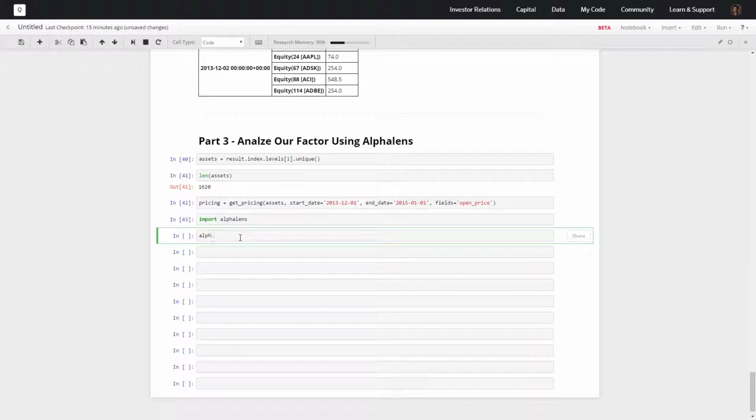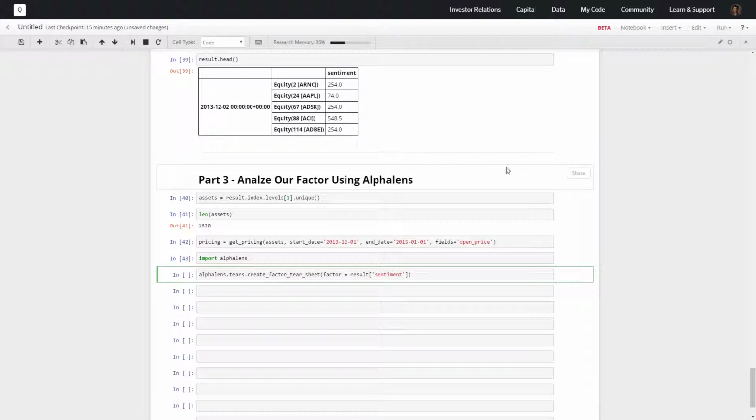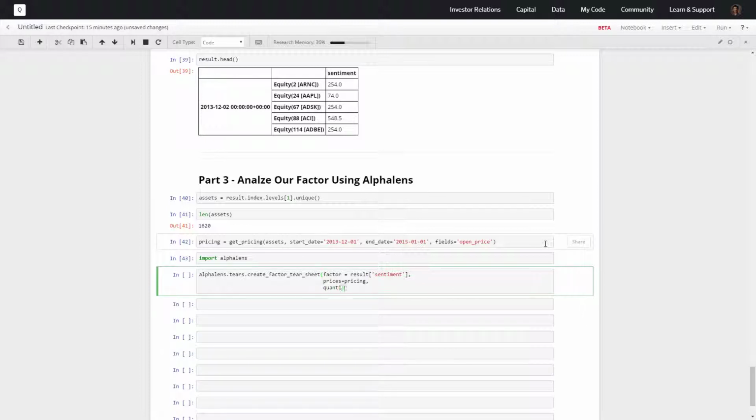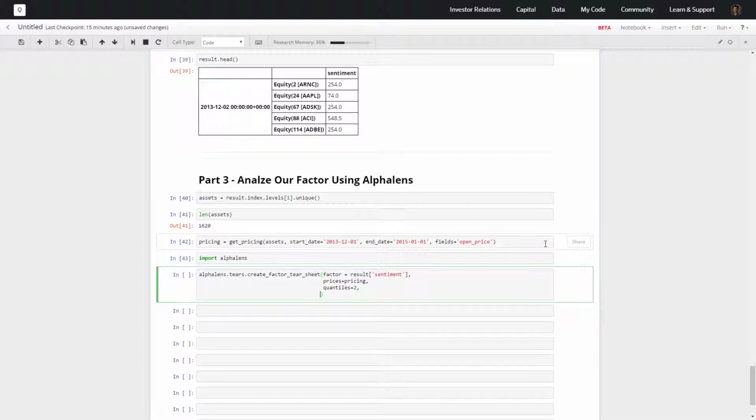Okay. And we're gonna run Alphalens, and we're gonna create the tear sheet, create factor tear sheet, and the factor that we're gonna analyze is result sentiment. Okay, which is that one there. Okay, based on this one here. Okay, and the prices is based on pricing that we extracted from get pricing, and we want to look at two quantiles. And finally, we want to have a look for periods of 1, 5, 10. If you want to, we can look at 20 days look forward as well and just run this.